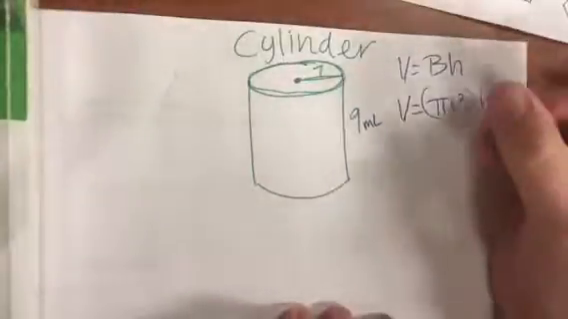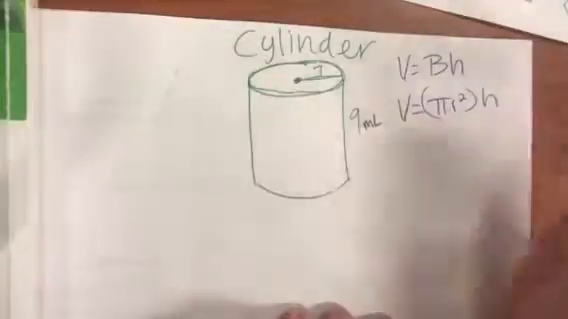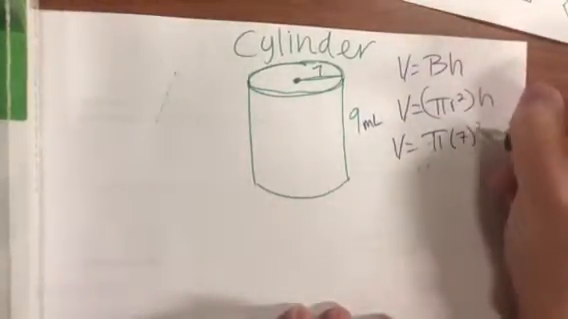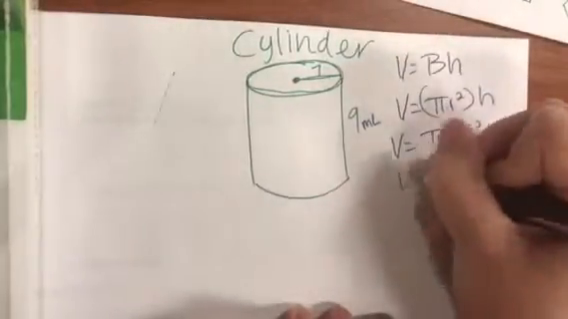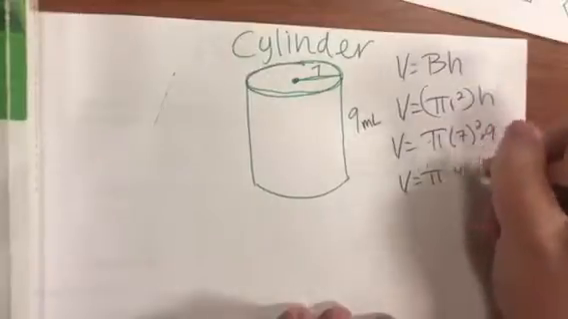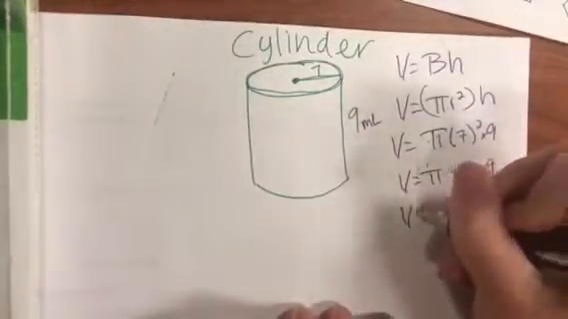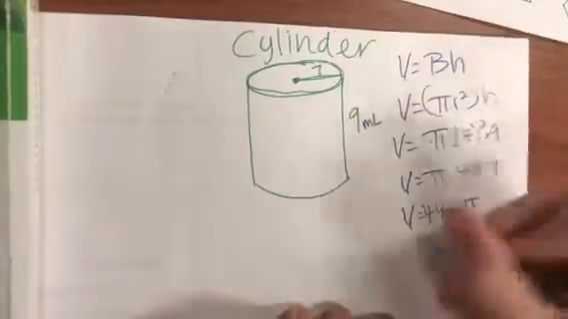So my radius on this one happens to be 7. Remember, radius is half the length. Diameter is the full length. So we have volume equals pi times 7 squared times 9. So 7 squared is 49. So pi times 49 times 9. What's 49 times 9? 49 times 9 is 441. 441 times pi.